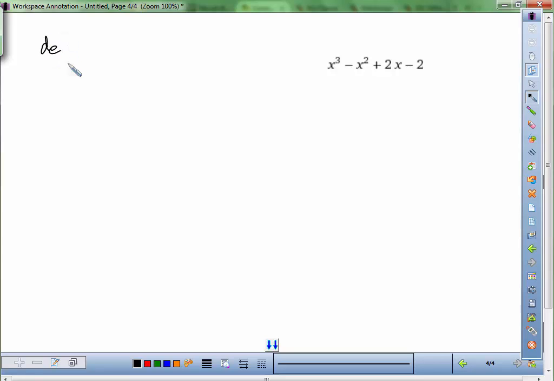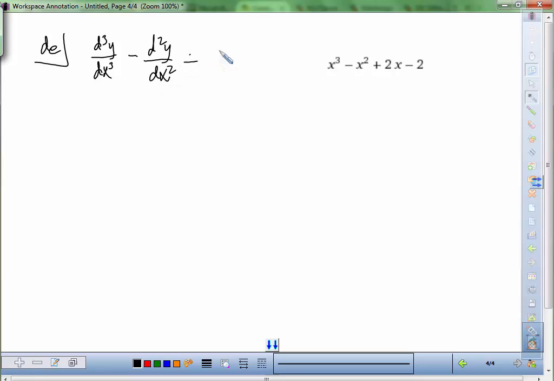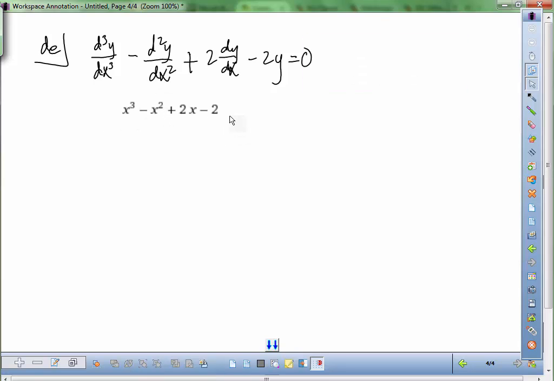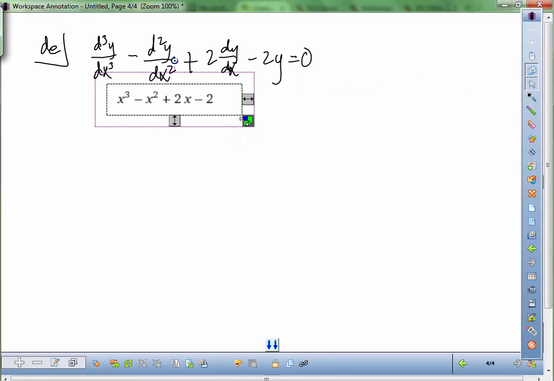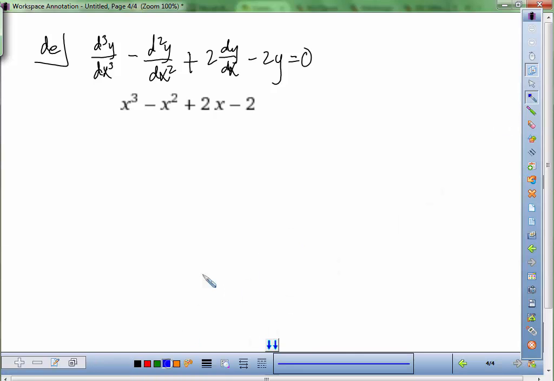Your DE is going to be the third derivative, so I'm going to write it differently this time. d3y dx third minus d squared y dx squared plus 2 dy dx minus 2y is equal to 0. So that's my differential equation. And if you do the work to get your auxiliary equation, this is how your auxiliary equation should look.